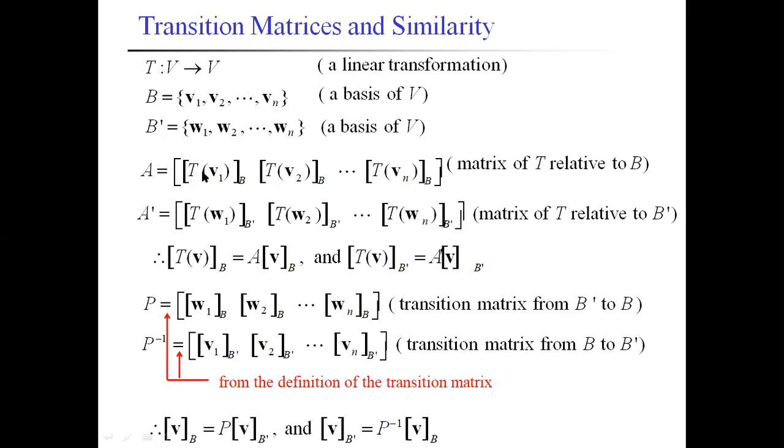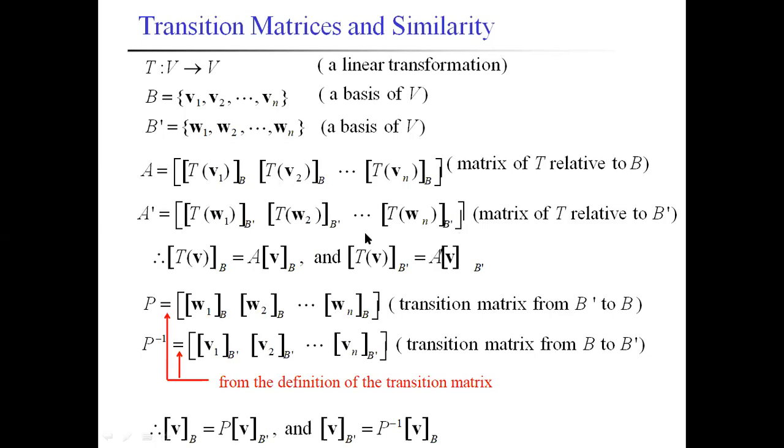A is the matrix of T, which can be represented as T of V1 relative to B, T of V2 relative to B, and so on, T of Vn relative to B, the matrix of T relative to the basis B. Similarly, find A dash, the matrix of T relative to the basis B dash, which is T of W1 relative to the basis B dash, T of W2 relative to the basis B dash, and so on, T of Wn relative to the basis B dash. That means it is the matrix of T relative to the basis B dash.